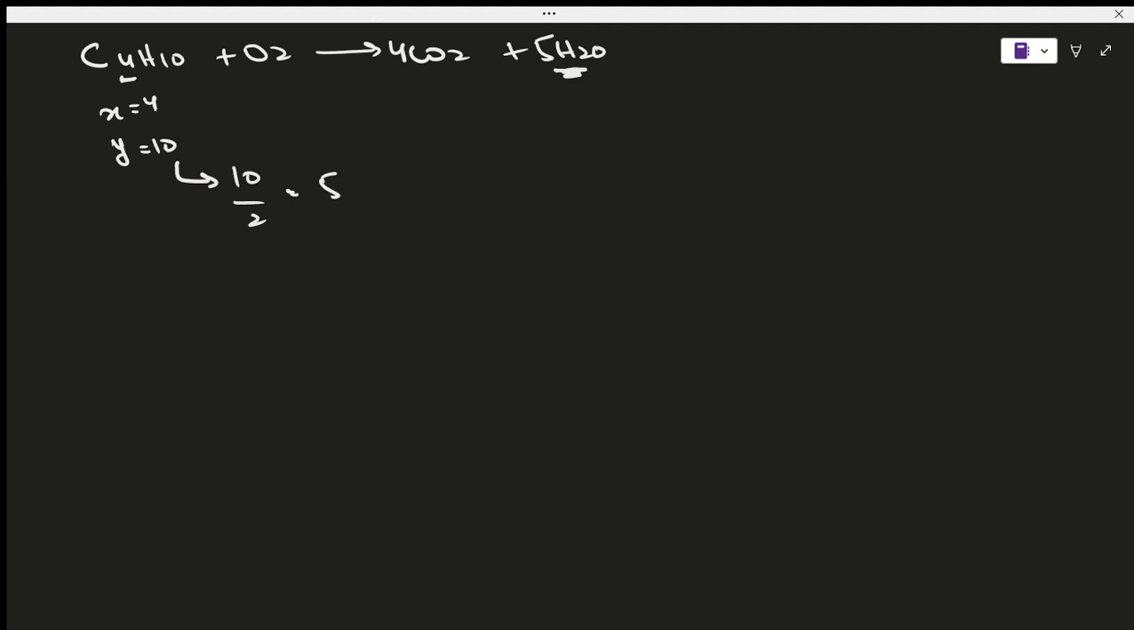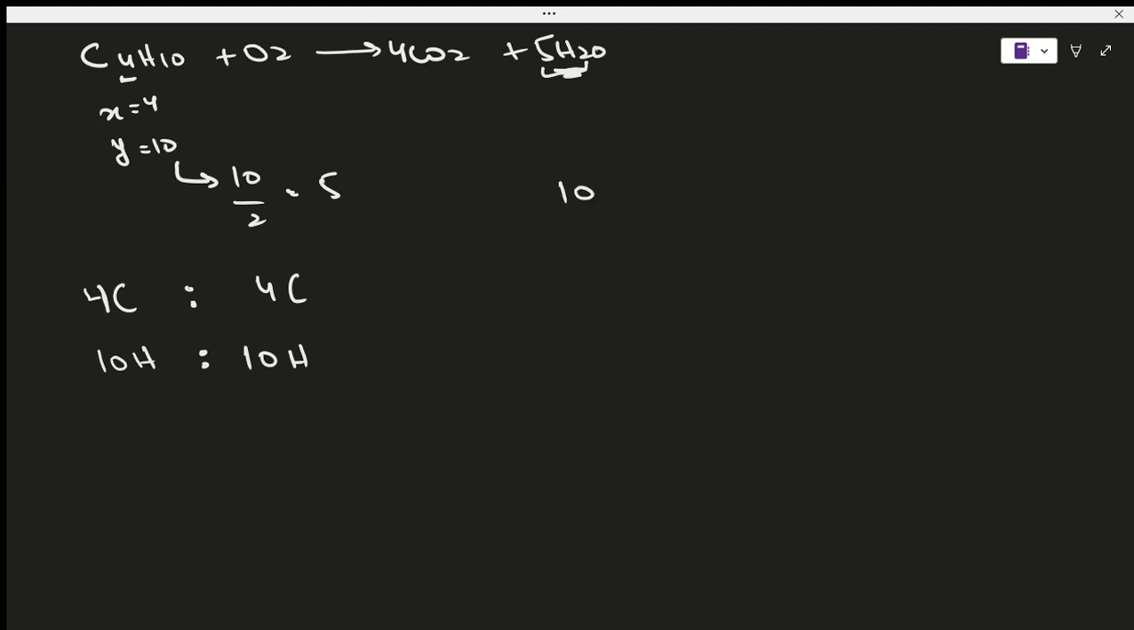So now your equation becomes, you have 4 carbons on the left and 4 carbons on the right. You have 10 hydrogens on the left, and now you have 5 multiplied by 2, 10 hydrogens on the right. The only thing that's remaining here are the oxygens. How do we figure that out?